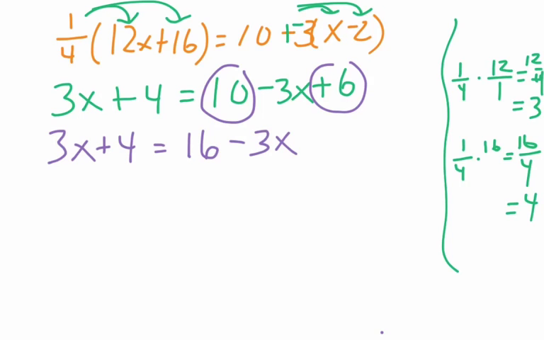And then I just bring down the 3x. No subtraction, nothing like that. We're not doing opposite operations at this point. We are just combining the like terms. Now I want to get all of my x's consolidated onto one side.